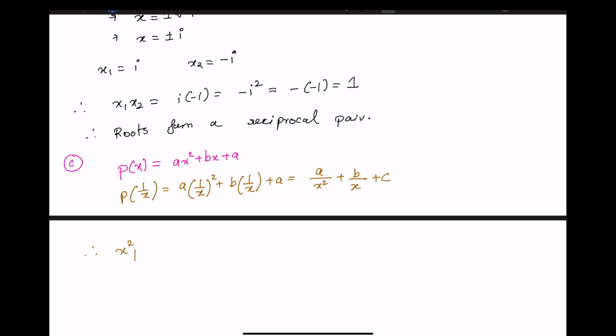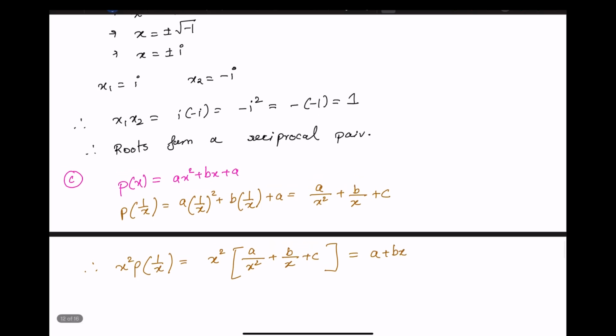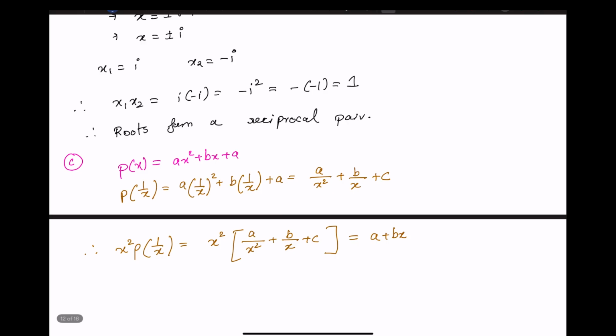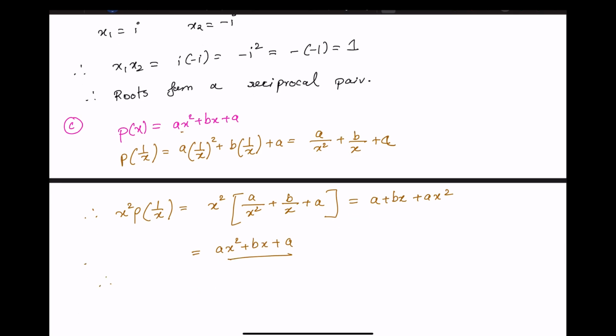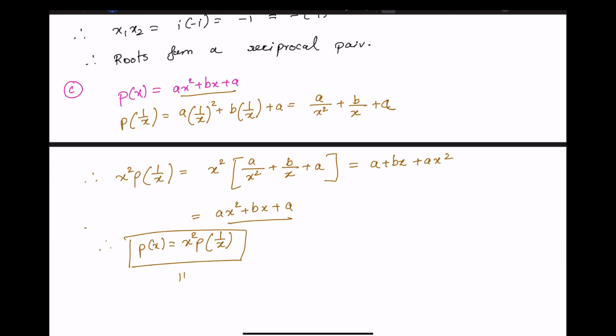Now, x squared times p of 1 by x will be equal to x squared times this expression. So x squared times a by x squared will give you a, x squared times b by x is bx, and a times x squared is plus ax squared. So this can be rearranged, and we can write it as ax squared plus bx plus a. Now, this and this are exactly the same, so we can say that p(x) is equal to x squared p of 1 by x, right? So hence proven.